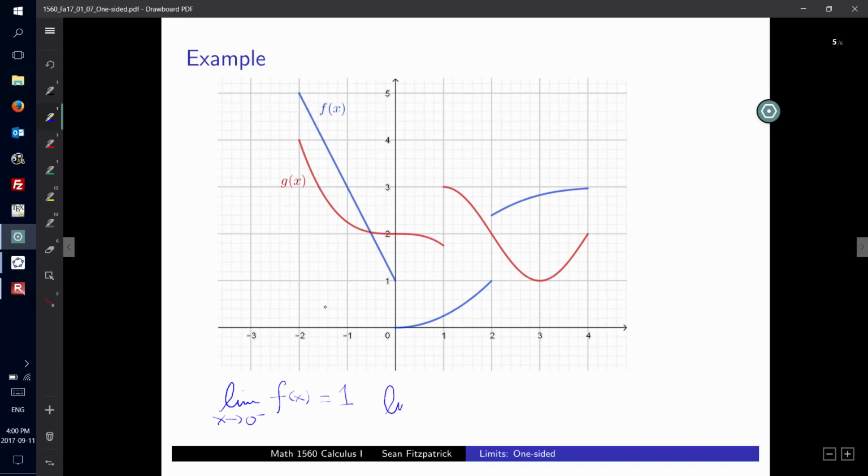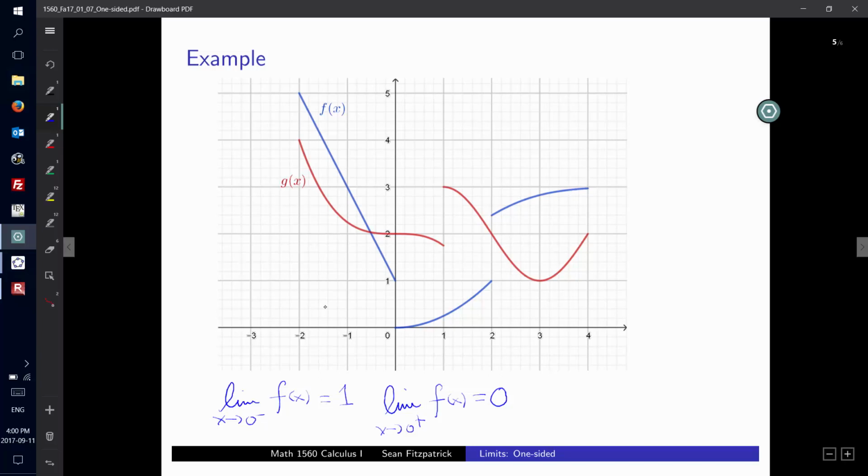If I was considering the right-hand limit, x is going towards 0 from the right of f of x. Well, as I come in from the right, we can see that my y values are getting closer and closer and closer to 0. Right? And because those two limits are not equal, if somebody asked, what's the limit as x approaches 0, we would have to say that the limit does not exist.